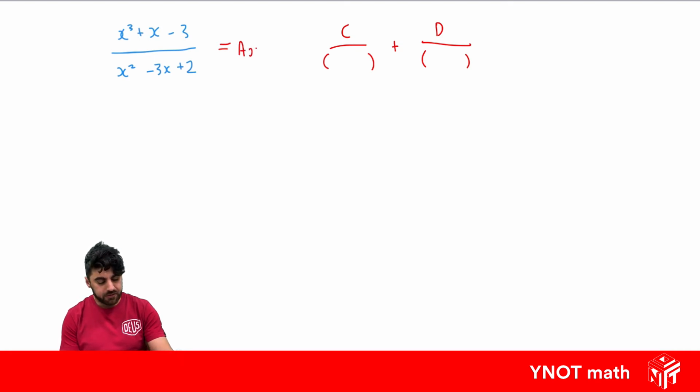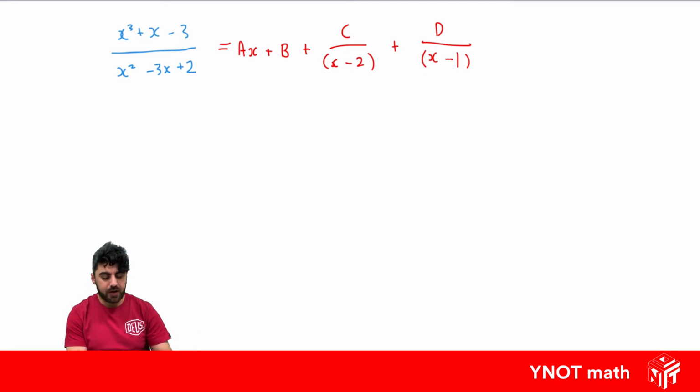So we're going to have ax plus b as well. So we've got 4 unknowns to find here. So what are these factors though? Well, all we have to do is just factorize the denominator in here to know what our factors are. So we can factorize that as x minus 2 and x minus 1. So we know what our factors are.